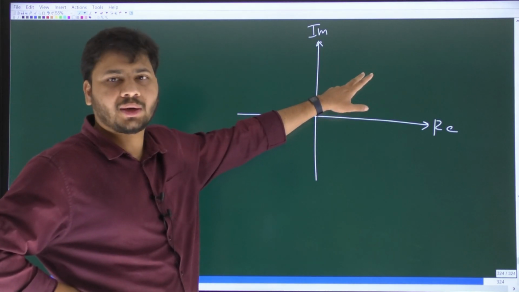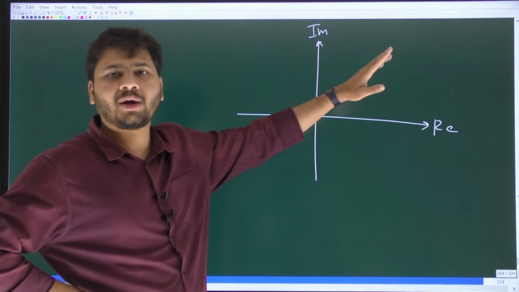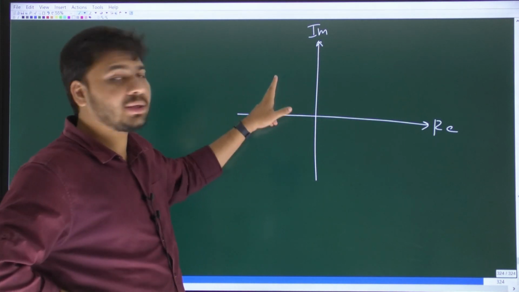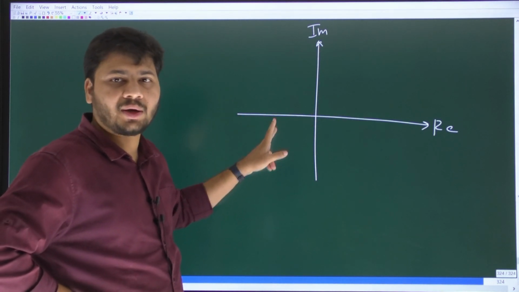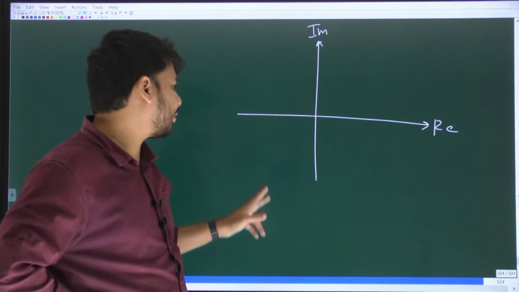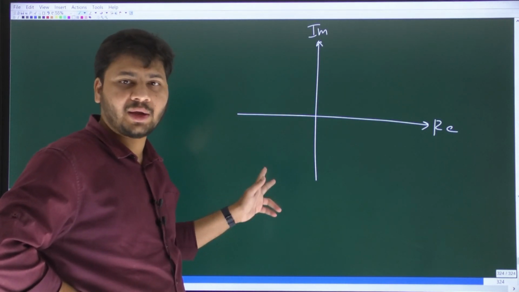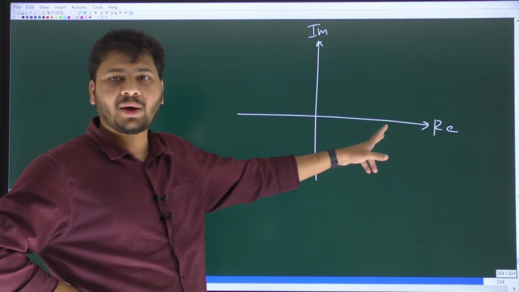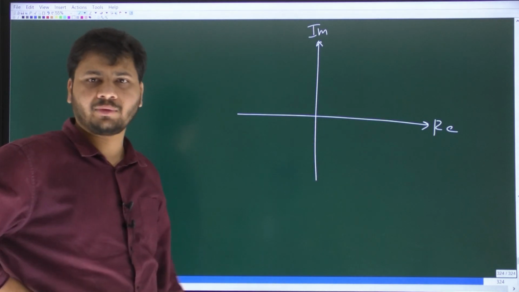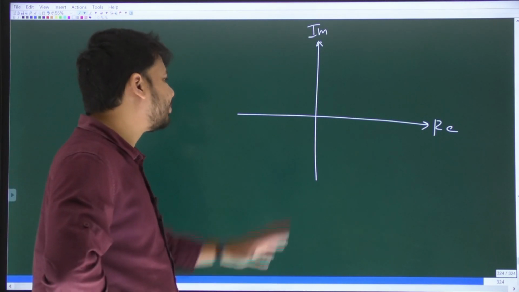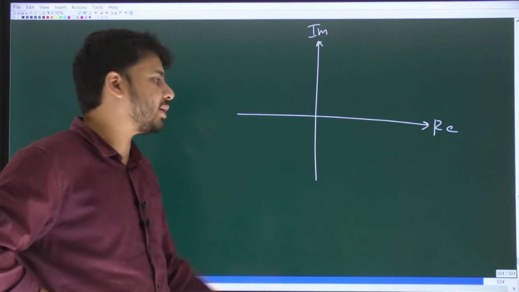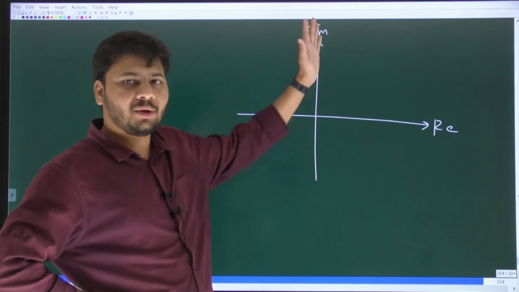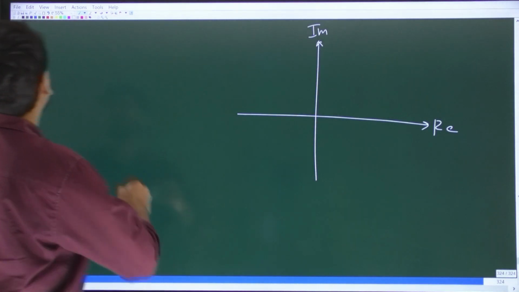So in the first quadrant, real part and imaginary part are both positive. In the second quadrant, real part is negative, imaginary part is positive. In the third quadrant, real and imaginary parts are both negative. In the fourth quadrant, real part is positive, imaginary part is negative. Again, extremely obvious. So this is the complex plane. Real axis, imaginary axis.